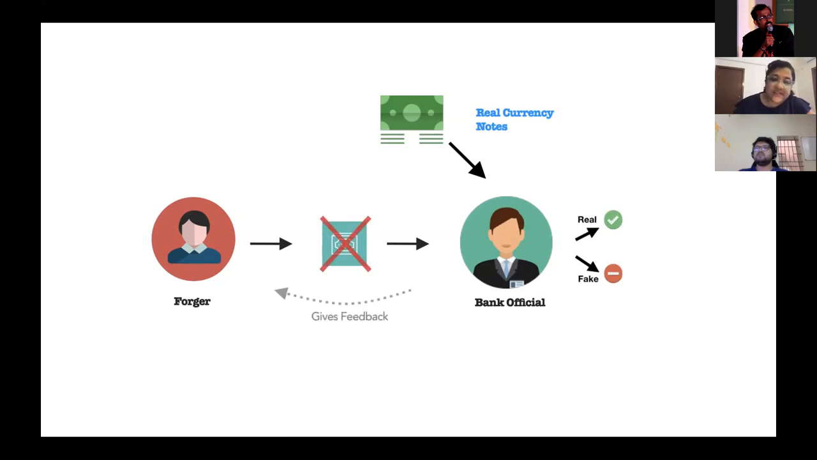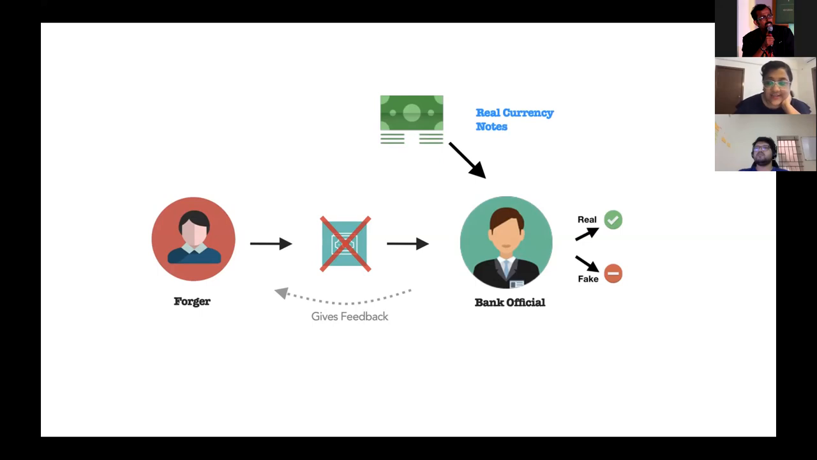He also gives some feedback, saying, hey, this is not the real one, this is how it should look, probably here and there, you should change these things. And this iteration goes on and on. At one point, the forger is able to create a currency note that the bank official thinks is real. So he's able to fool the bank official.